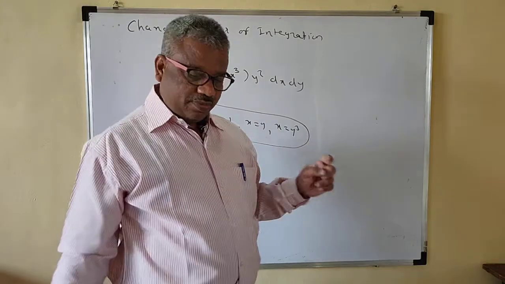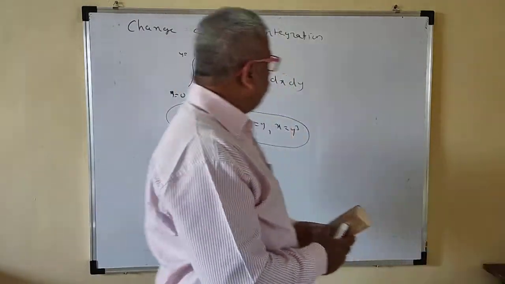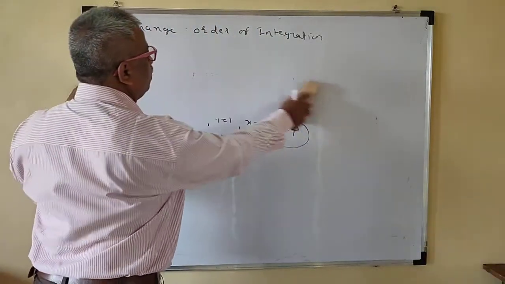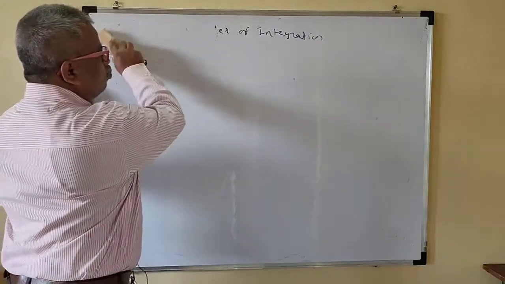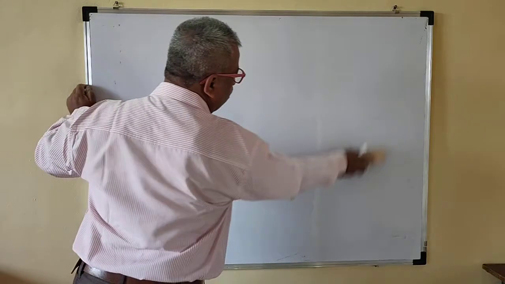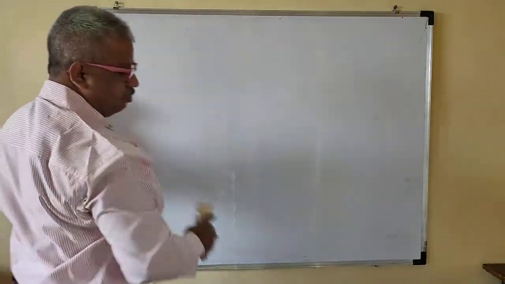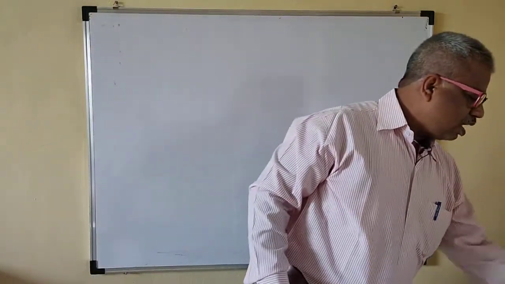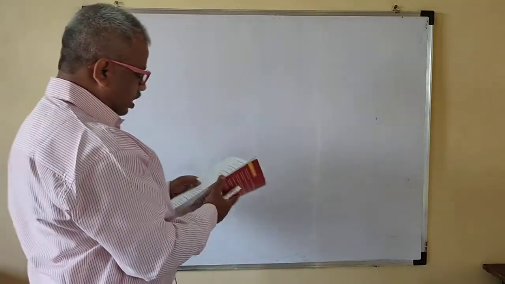So we solve a problem so that you will understand how to change the order of integration and how to draw the region. Drawing the region is very important here. You should draw the line, parabola, circle like this. So we'll take the problem so that you will understand this.